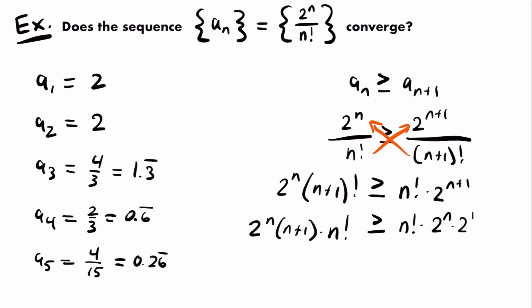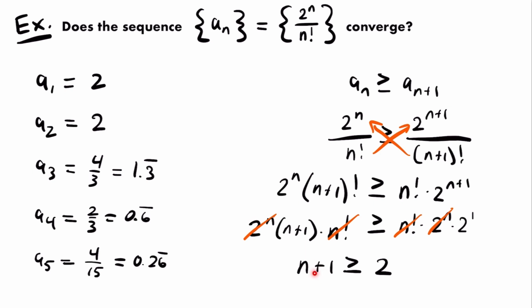Okay, and so by doing that, we now have n factorial on both sides of the inequality, and so if we divide both sides by n factorial, those will be eliminated, and the same thing is going to happen for 2 to the power of n. We have 2 to the power of n here, and 2 to the power of n over here, so if we divide both sides by 2 to the power of n, those will also be eliminated, and so we're just going to be left with n plus 1 is greater than or equal to 2. Right, this is 2 to the first power, which is just 2.